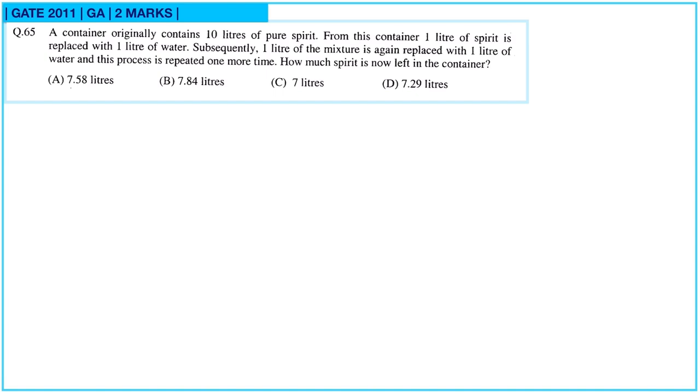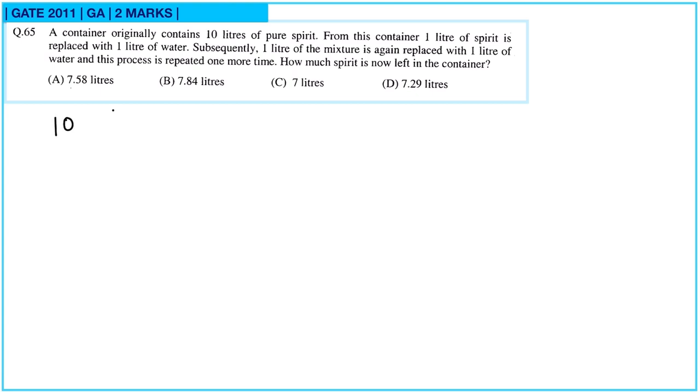Question 65. A container originally contains 10 liters of pure spirit. From this container, 1 liter of spirit is replaced with 1 liter of water. Subsequently, 1 liter of the mixture is again replaced with 1 liter of water, and this process is repeated one more time. How much spirit is now left in the container?